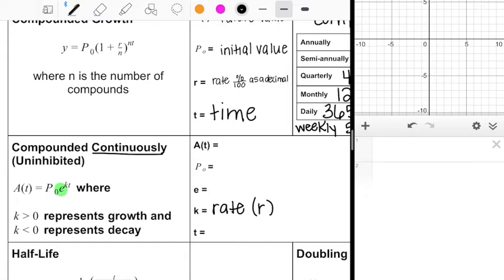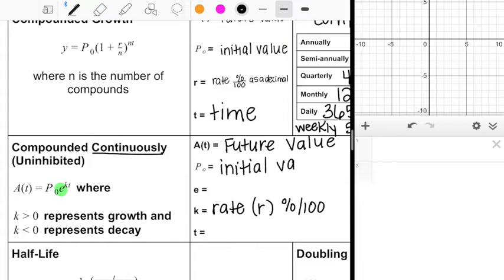So if it's positive, it's growth. If it's negative, it's decay. You're still going to convert it if they give it to you as a percentage, though. So my A of T is going to be my future value, just like before. Then I have my initial value with my P sub 0.